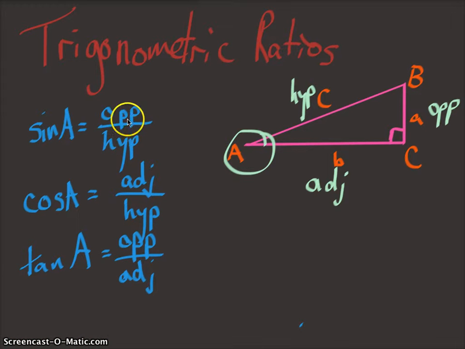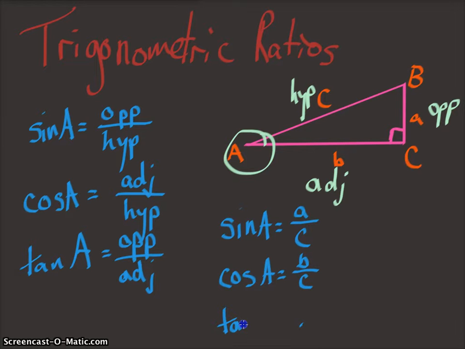Now that we know which sides are going to be the ones that apply to which ratio, we can actually use the side lengths to name it. So for example, let's rewrite them all. Sine of A is going to be the opposite side, which is A, over the hypotenuse, which is C. Cosine of A is going to be the adjacent side, B, over the hypotenuse, C. And then the tangent, last but not least, tangent will be the opposite A over the adjacent B.